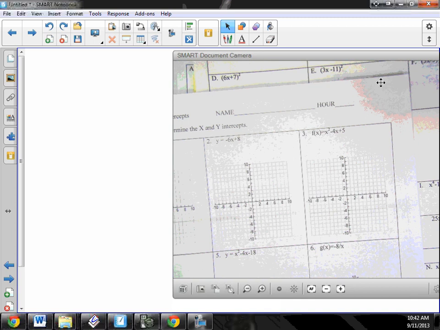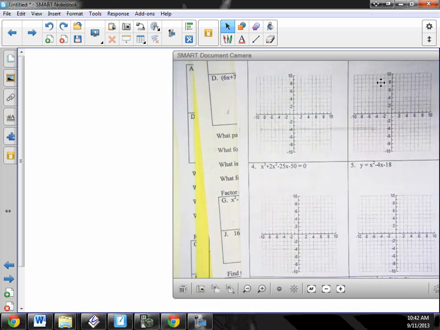There is a mistake on the worksheet number 4. It shouldn't say 0. It should say equals y, or the name of any function would work, actually.